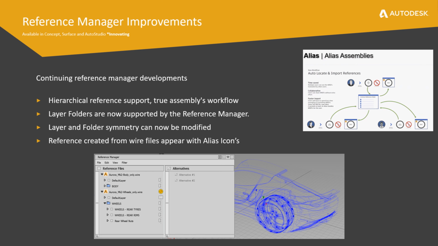In addition to that, we've also got layer folders now supported. So in the reference manager, we can see the layer folders, as you can see here as an example. We also have some symmetry options, as we'll work through. We've got 3 different symmetry options, slightly different to others, but that gives us that additional ability. And then we've also got the Alias icon appearing where we've got an Alias wire file imported.